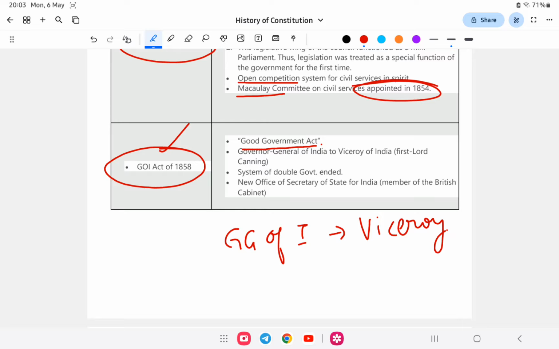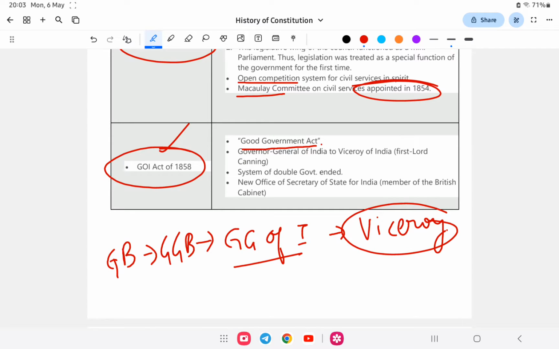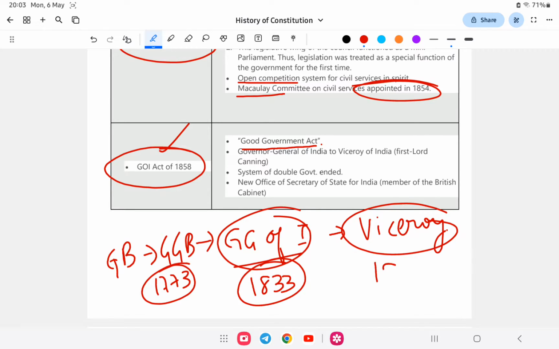So first the Governor General of Bengal, then the Governor General of India, and finally the Viceroy. The Governor General of Bengal was named by the Regulating Act of 1773. The Governor General of India was named by the Charter Act of 1833, and finally the Government of India Act of 1858 changed the name from Governor General of India to Viceroy.